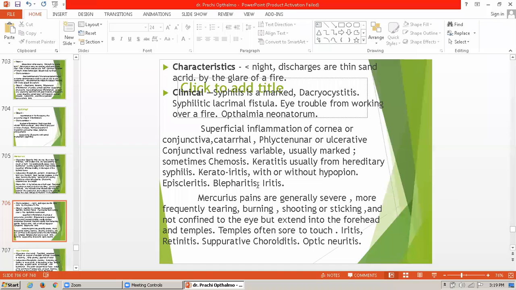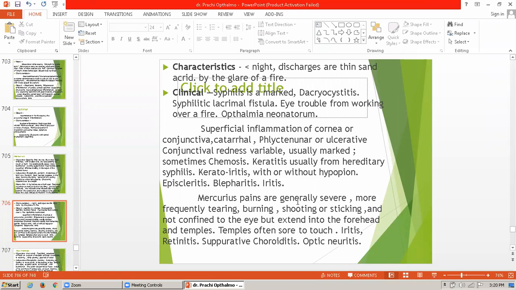Keratitis, usually from hereditary syphilis, and keratoiritis, with or without hypopyon. So there is episcleritis, blepharitis and iritis. Mercury is useful in cases of iritis.